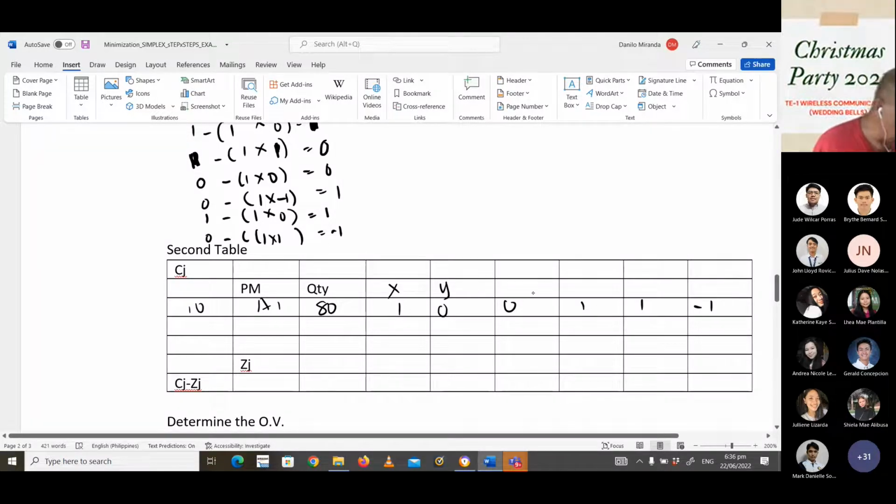Then we have your S2. S1, S2, A1, A2. Okay, tuloy natin. We have 4, 5, 0, 0, 10, 10. Okay? So, i-retain natin ang S1 row. Okay, so we have 0, S1, we have 30, 1, 0, 1, 1, 0, 1, 1, 0, 1, 0, 0, 0, 0, 0, 0.